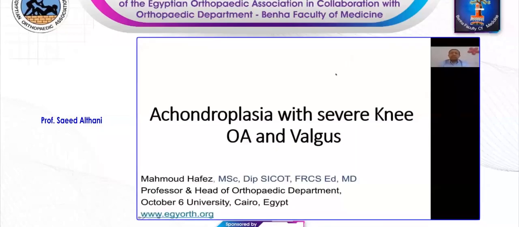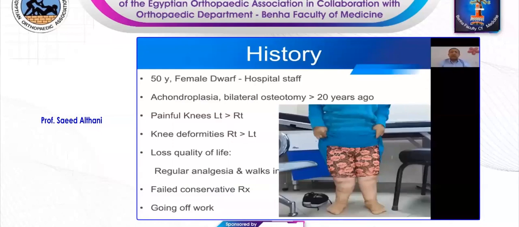This case here is achondroplasia, which is something that you don't see quite often. I can tell you that I had no previous experience with cases like this before. So I had this patient who was a hospital staff member. She's a 50-year-old female dwarf. She was diagnosed with achondroplasia a long time ago. She had bilateral osteotomy 20 years ago.